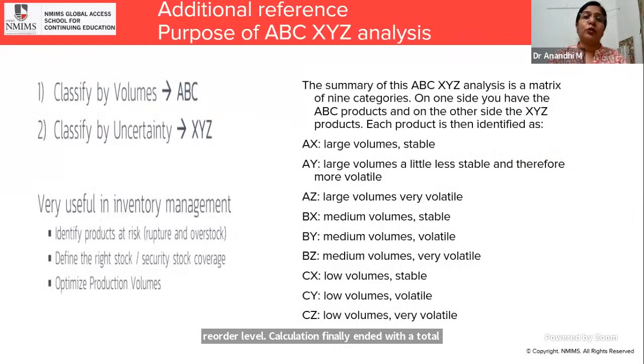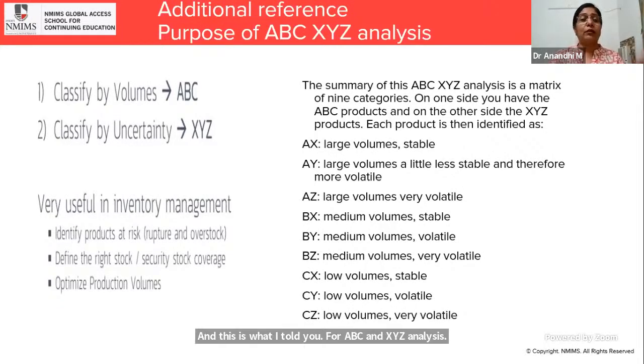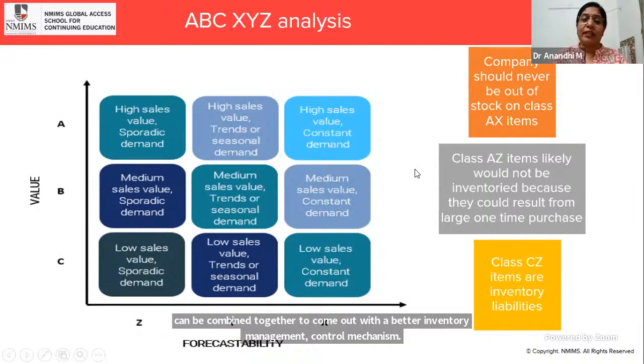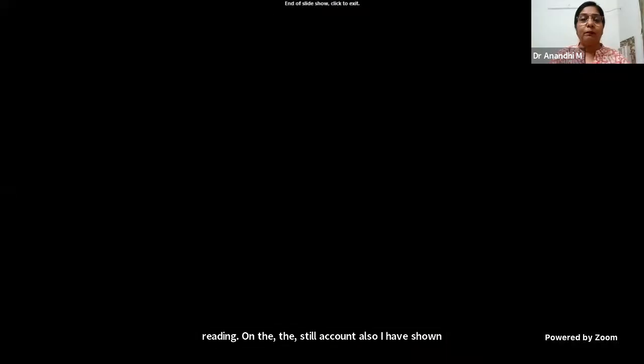And this is what I told you for ABC and XYZ analysis, how two product classification techniques can be combined together to come out with a better inventory management control mechanism. So this is what I have given as an additional reading, and in the Excel workout also, I have shown this as an additional reading. And once again, I will show the Excel workout also, after which we will wind up.